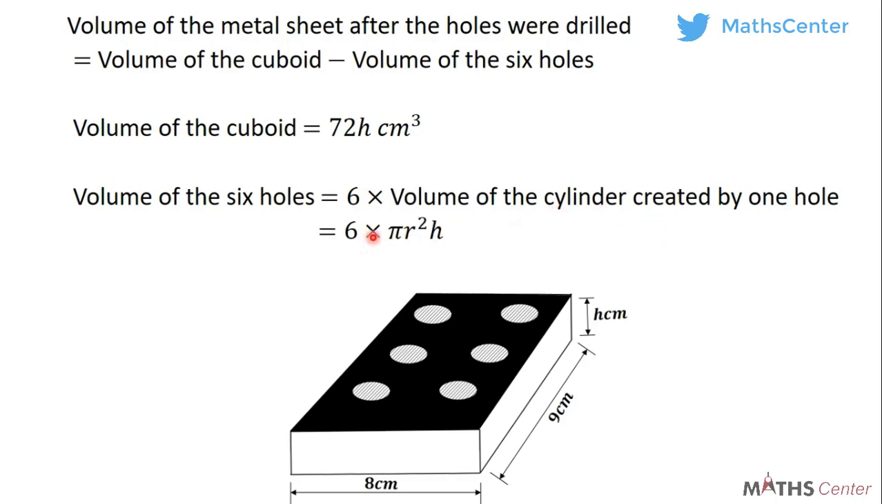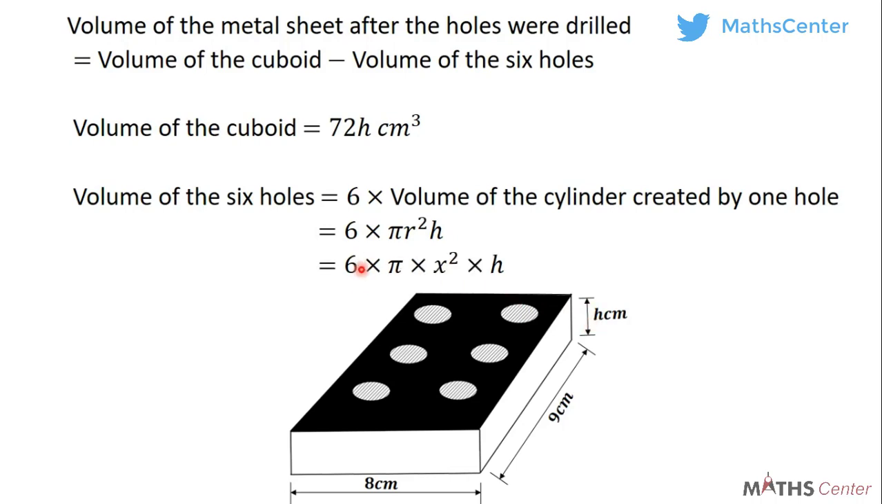And this will give us 6 times the volume of a cylinder, which is equal to pi r squared h, where r is the radius of the cylinder and h is the height of the cylinder. So in this case, the radius is x, since the radius of the holes is x, and the height is h, since the height of the holes will be the same as the height of the rectangular box.